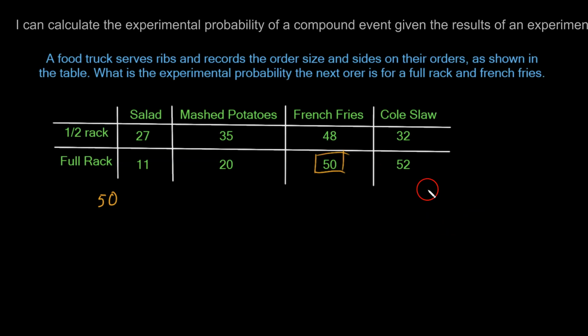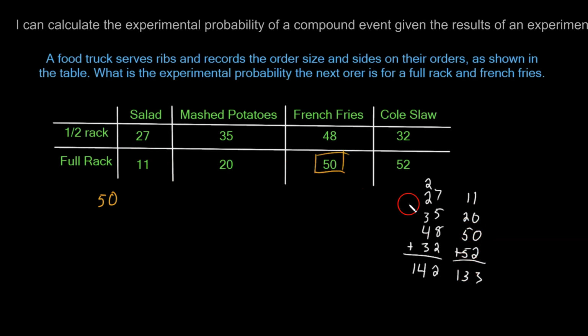So the total amount of outcomes, we go 27 plus 35 plus 48 and 32. And let's just do this row for now. Let's just add those up, and then we'll add the other one up at the end. So there was 142 orders with just a half rack. And now let's do the full rack. So we go 11 plus 20 plus 50 plus 52. So we had 133 orders for the full rack of ribs.